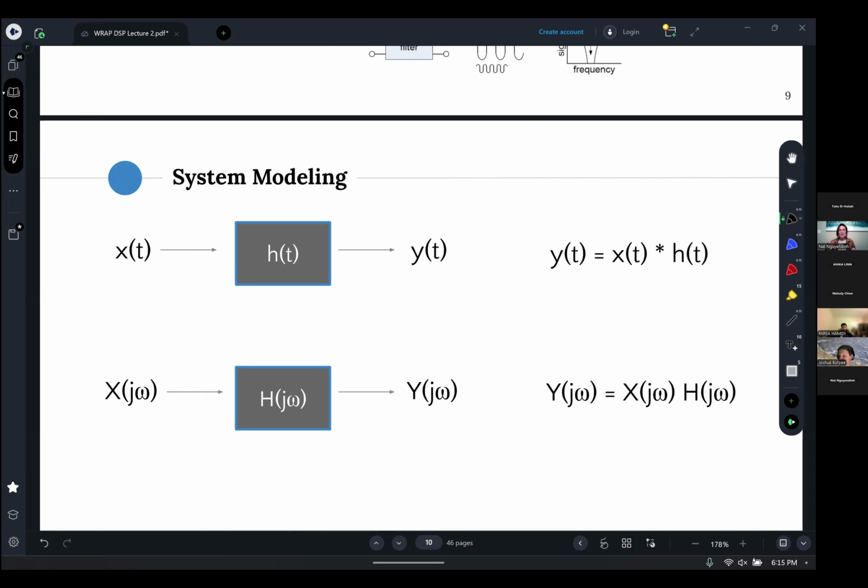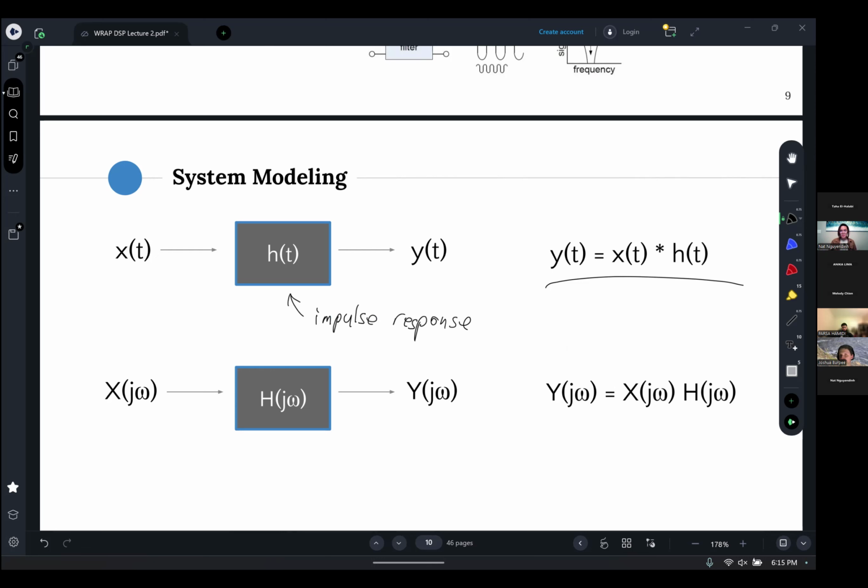And I want some mathematical way to represent the relationship between the output and the input. There's two main ways we do this within electrical engineering. One is the version on the top, where we have our signals in the time domain. And then h of t, that's going to be the impulse response of our system. And if you don't know what that means, don't worry, you'll know it soon enough whenever you take 102.